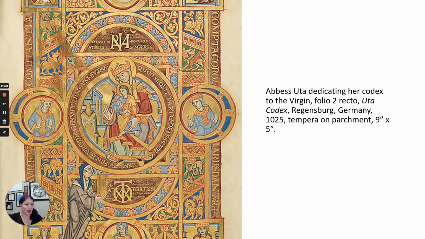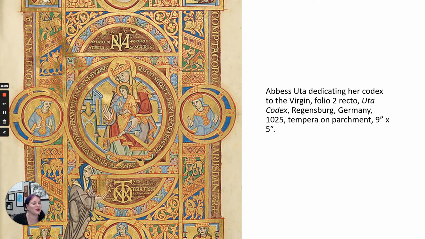Okay, so we have Uta, who's the abbess, holding, you notice she's holding up a book to Mary, and that's her kind of showing, I wrote and illustrated this codex, this holy book, and I'm here dedicating it to you and handing it to you, which I think is kind of sweet.